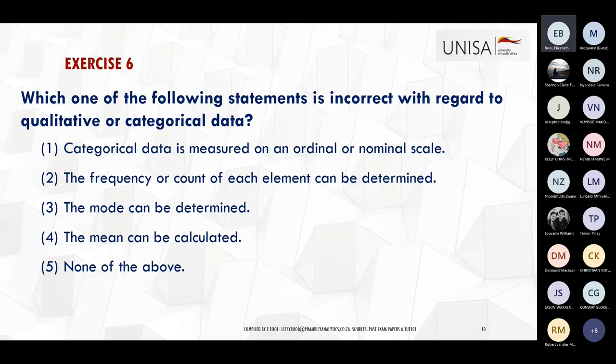Which one of the following statements is incorrect with regards to qualitative and categorical data? Categorical data is measured on an ordinal or nominal scale. So remember, we're looking for an incorrect statement. The frequency or count of each element can be determined. The mode can be determined. The mean can be calculated. None of the above. Remember, we're talking about qualitative data, so you need to know the properties of qualitative data.